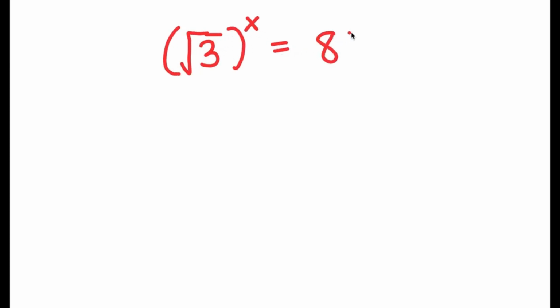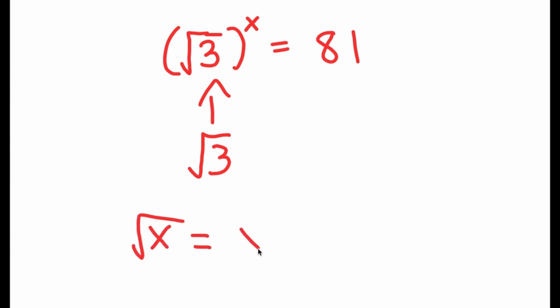Alright, so in this problem, we have the square root of 3 to the power of x is equal to 81. Now, to solve this, I'm going to start here with the square root of 3. So let's just ignore everything else for a second and focus on the square root of 3. Now, the square root of a number, say the square root of x, is the same thing as x to the power of 1/2. Because basically, the root here is 2, but we just don't write that.